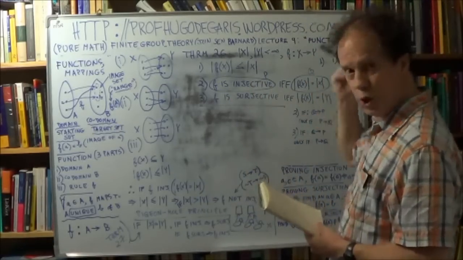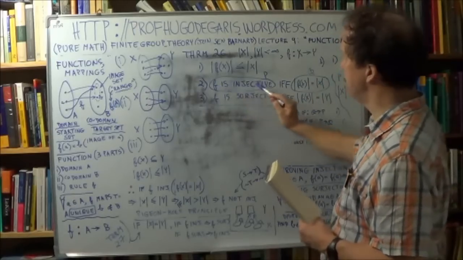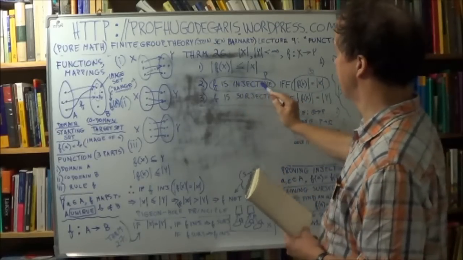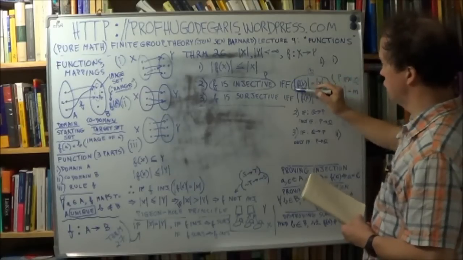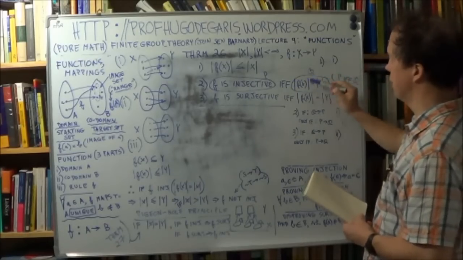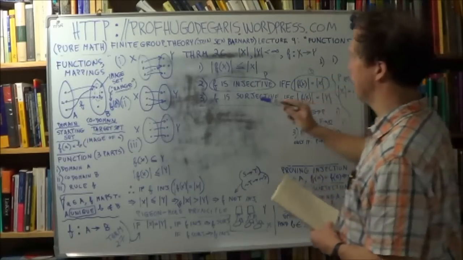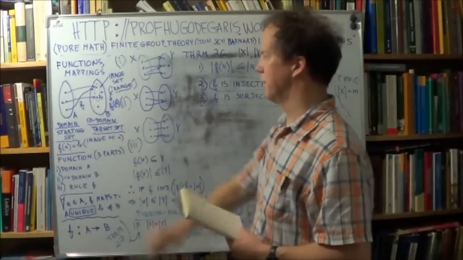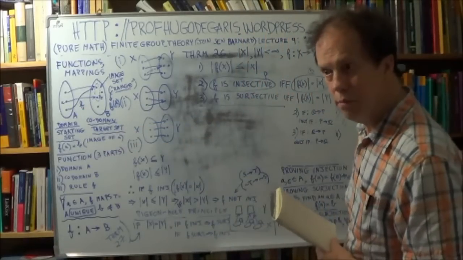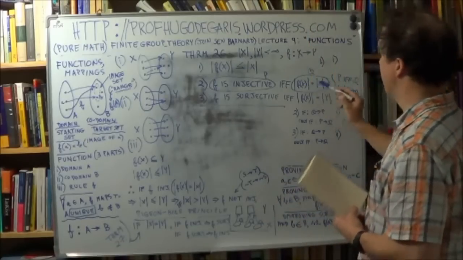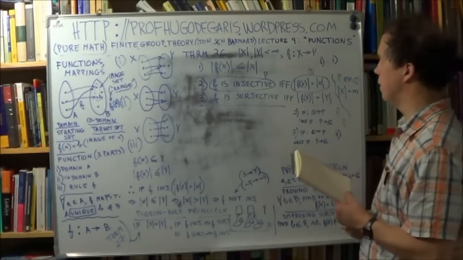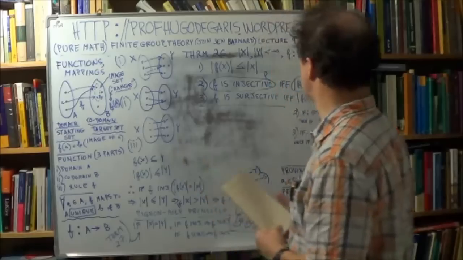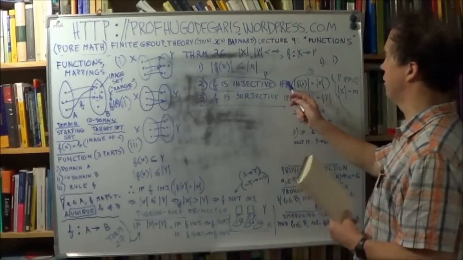The mathematical assertion is that f is injective, so your mapping is an injective mapping, if and only if the size of your range, the size of your image set, is equal to the size of your starting set, your domain. Right? So that's a two-part proof. So let's start now, as usual, with IFF.